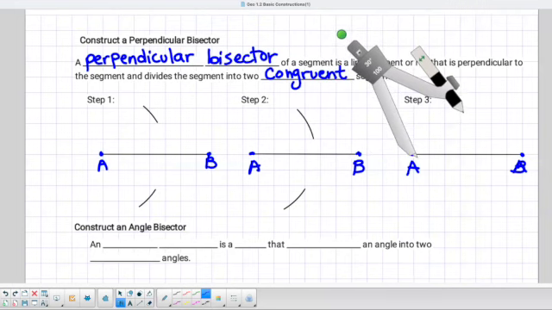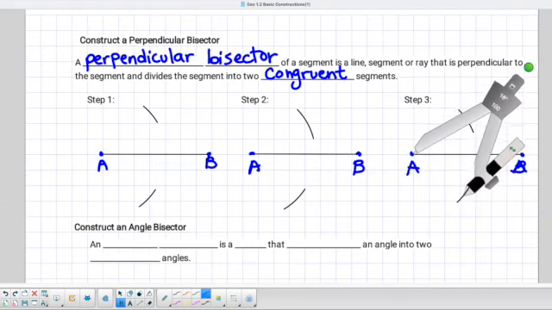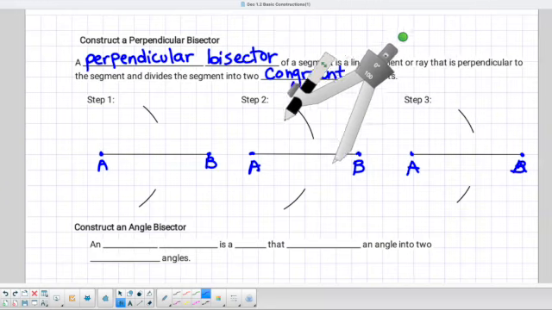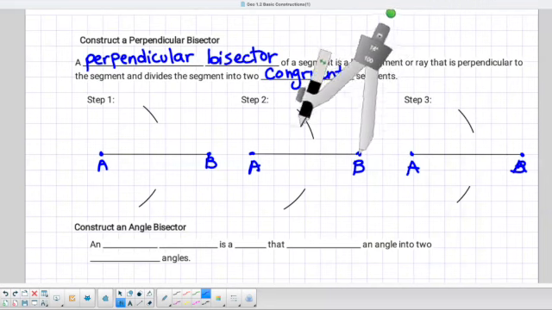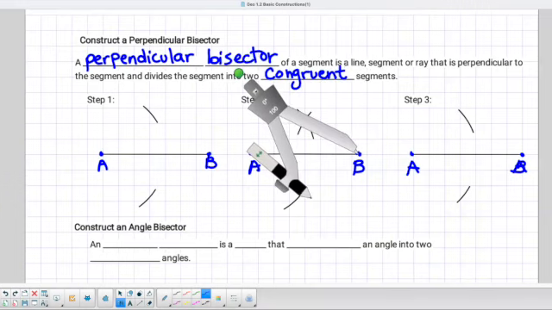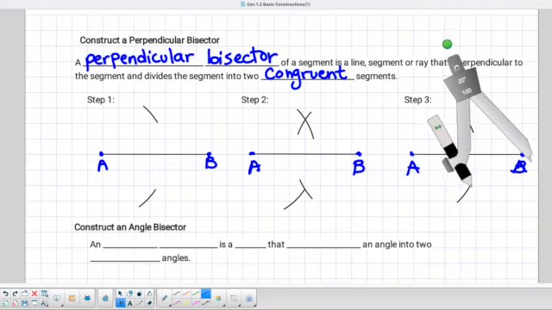On step 3, put your point at A, make an arc above, and make a mark below. Okay, so that's step 1. Step 2 is we're going to put our compass at B, and we are going to make an arc above the line, and we are going to make an arc below the line. So we'll practice that again on step 3 because we're going to need it for step 3.